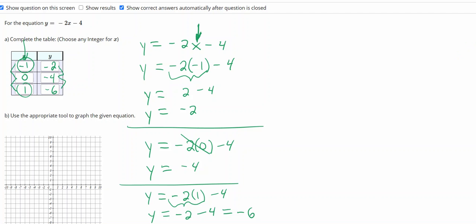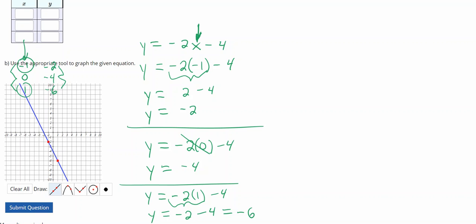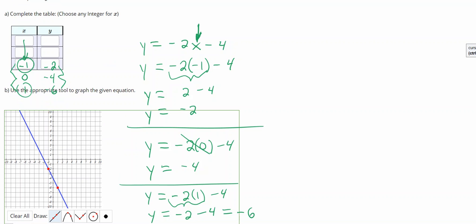So we graph this thing. Our first point I'll make at -1, -2. So there's my first point. And then I'll make my second point for 1, -6. And there you go. You can also see that at 0, I was at -4. I could have also made my point right there if I wanted to as well. But that should be good enough. So let's see if we're right. Yay!